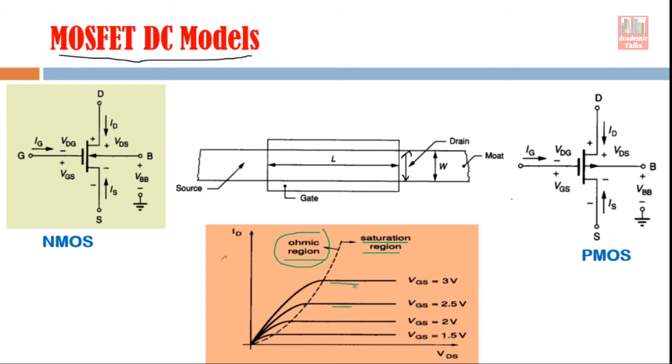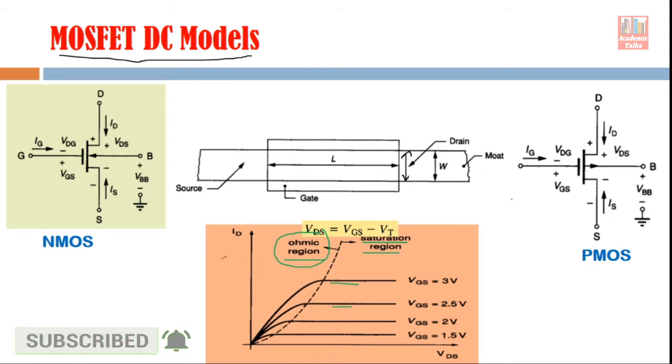So that's why this portion is named the saturation region in the case of MOSFET. And this particular dotted line is very important to understand the working of MOSFET. This portion is linear because as the drain source voltage increases, the drain current increases. But once you reach this dotted line, pinch off occurs. Pinch off occurs when your drain source voltage is equal to gate source voltage minus VT. So this is the pinch off voltage.